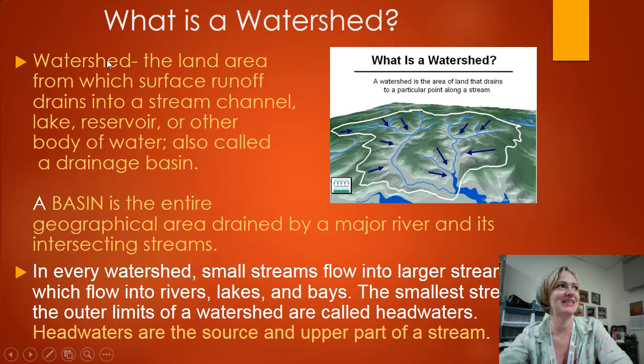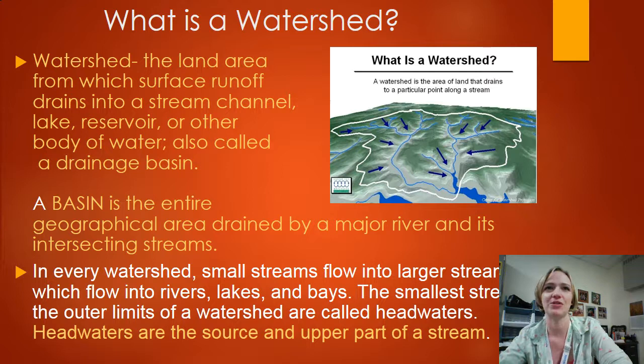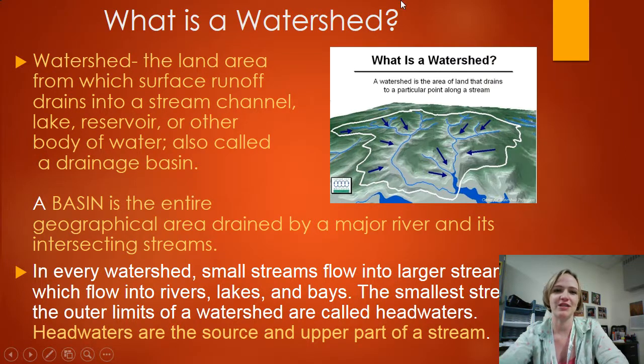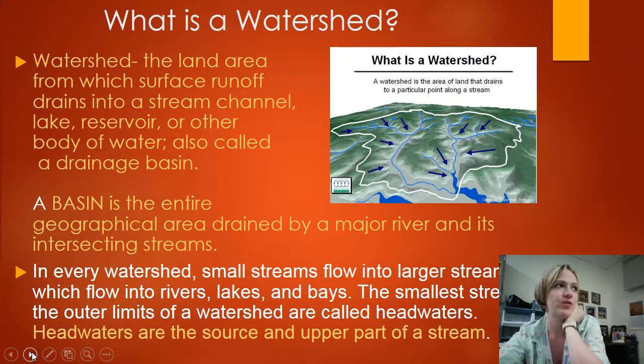The watershed is the land area from which the surface drains into a channel or into a river or into a common area. Watersheds are also called drainage basins. It's just where all the water falls when it rains, it all drains to the same place. Okay, so we should already kind of be familiar with what a watershed is.